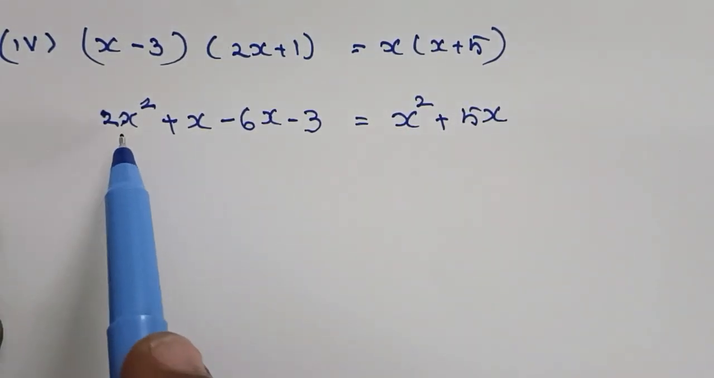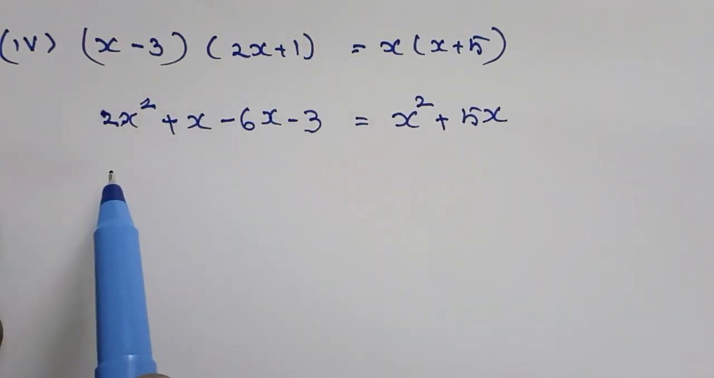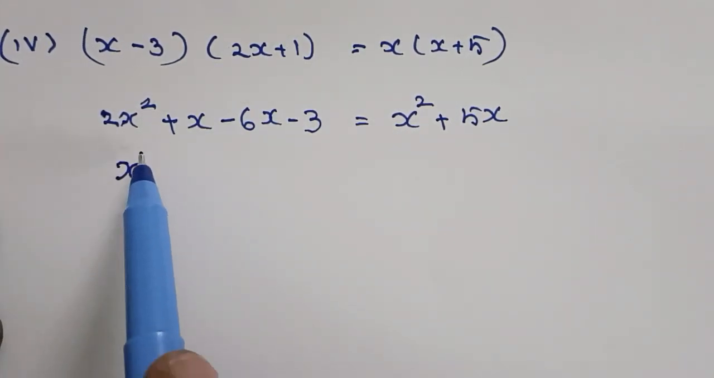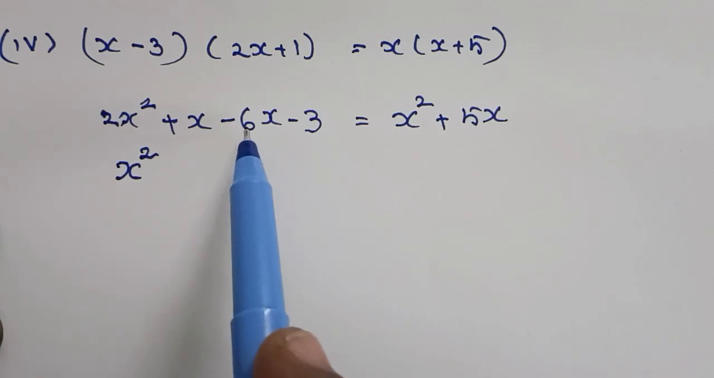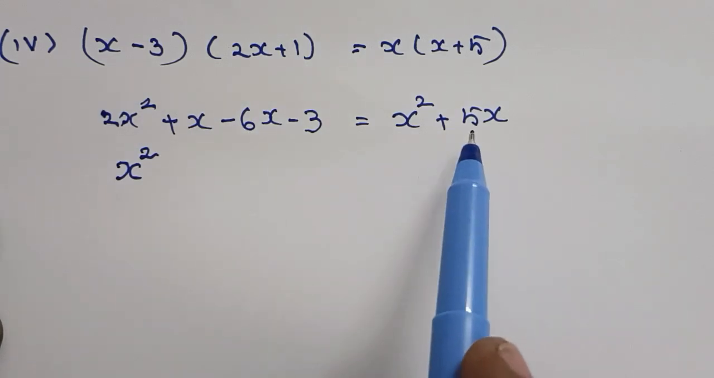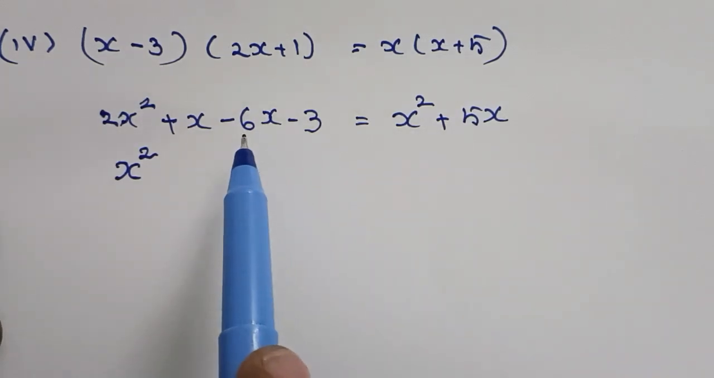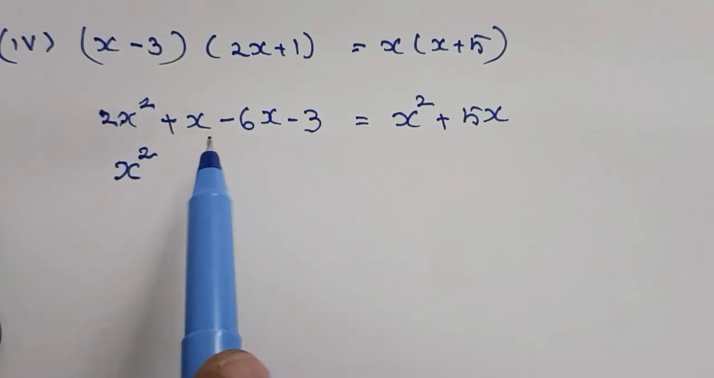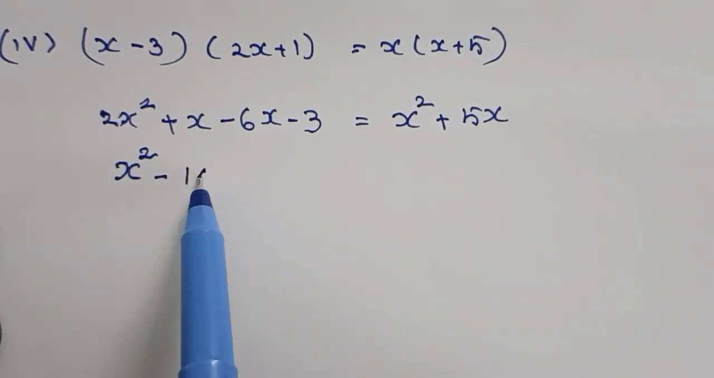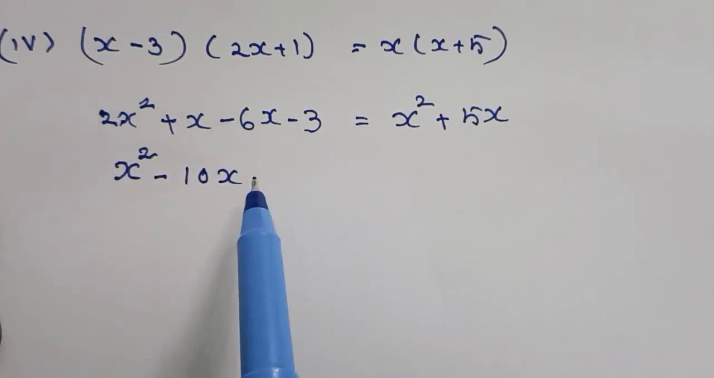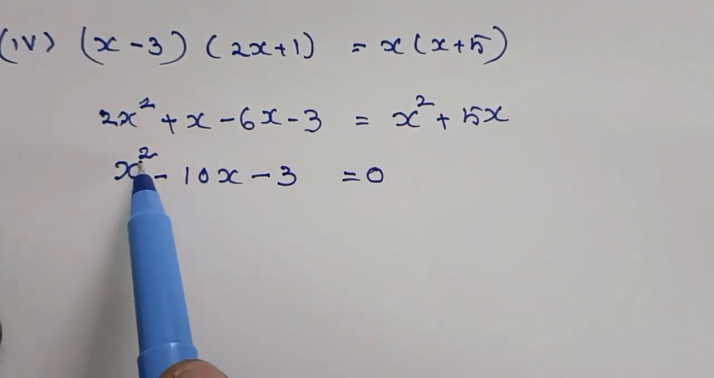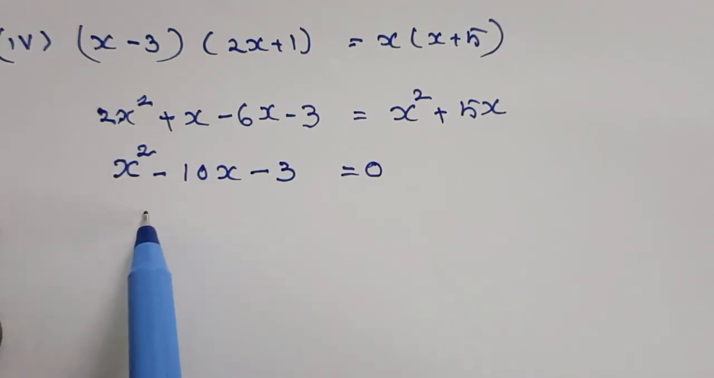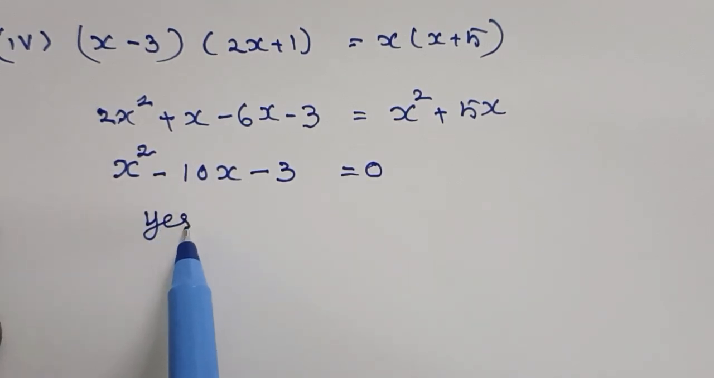Now collecting like terms in LHS, 2x² − x², that is 1x², or we can write x². Now 1 − 6 is −5, so −5x, and when you take plus 5x to LHS it will become −5x. So −5x − 5x is −10x. Now the constant term, only one term is there, that is −3, equal to 0. Now it has highest power 2. Therefore it is a quadratic equation. So the answer is yes, it is a quadratic equation.